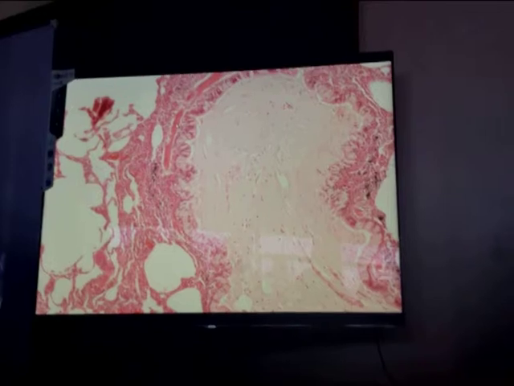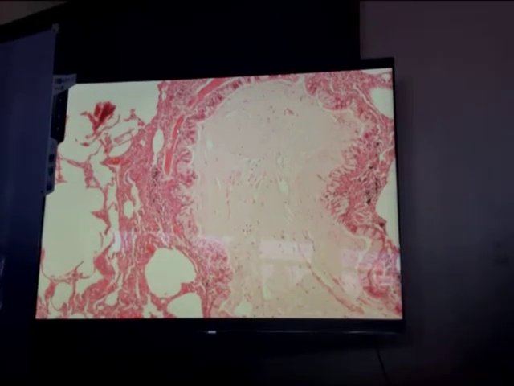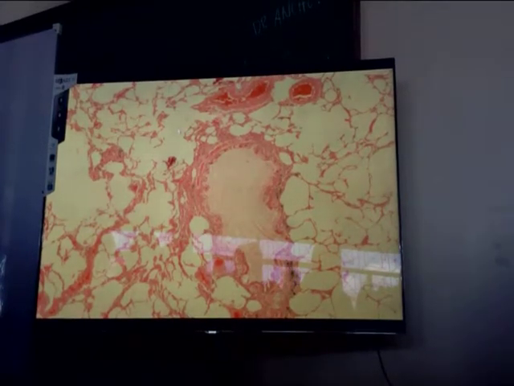So, what is the diagnosis of this condition? What type of hypersensitivity reaction is involved? Type 1.